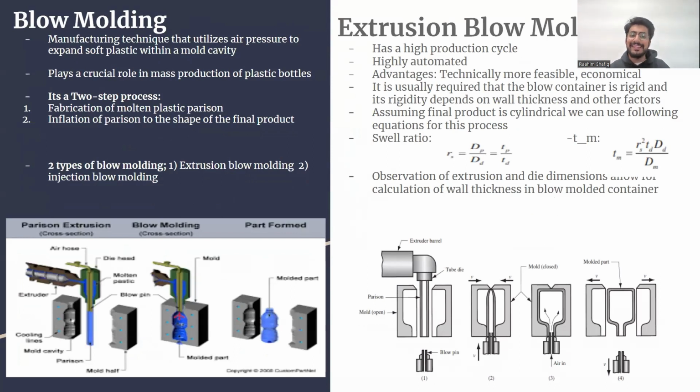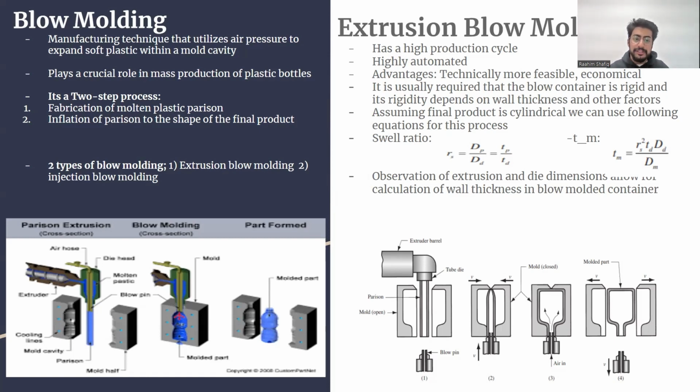Today I'll be explaining blow molding. It is a manufacturing technique that utilizes air pressure to expand soft plastic within a mold cavity. It plays a crucial role in mass production of plastic bottles. It is a two-step process. First, fabrication of molten plastic parison. Second, inflation of parison to the shape of the final product.